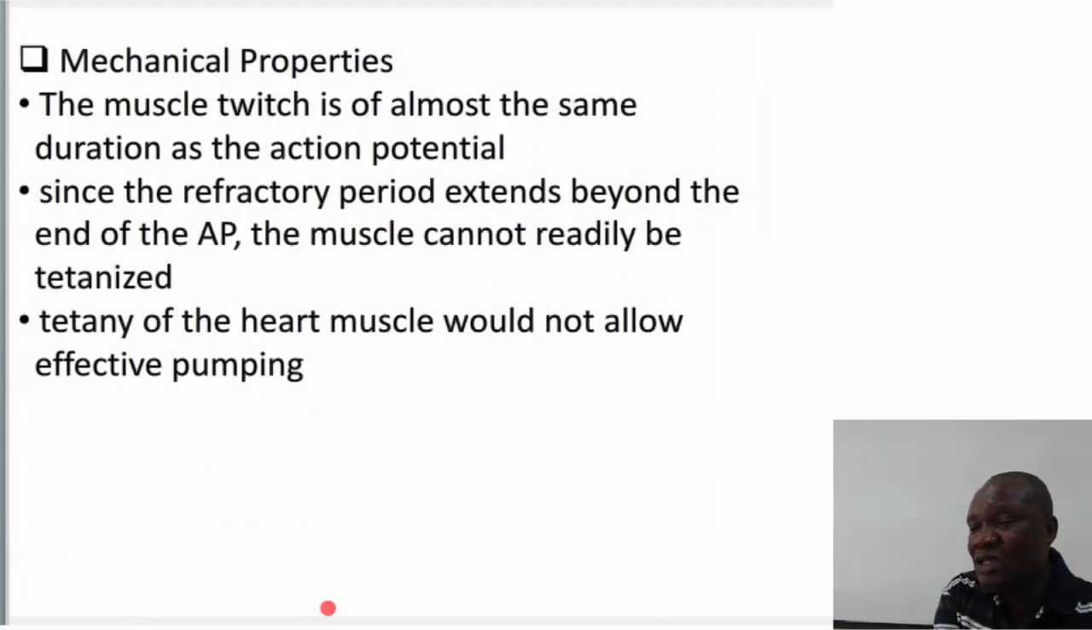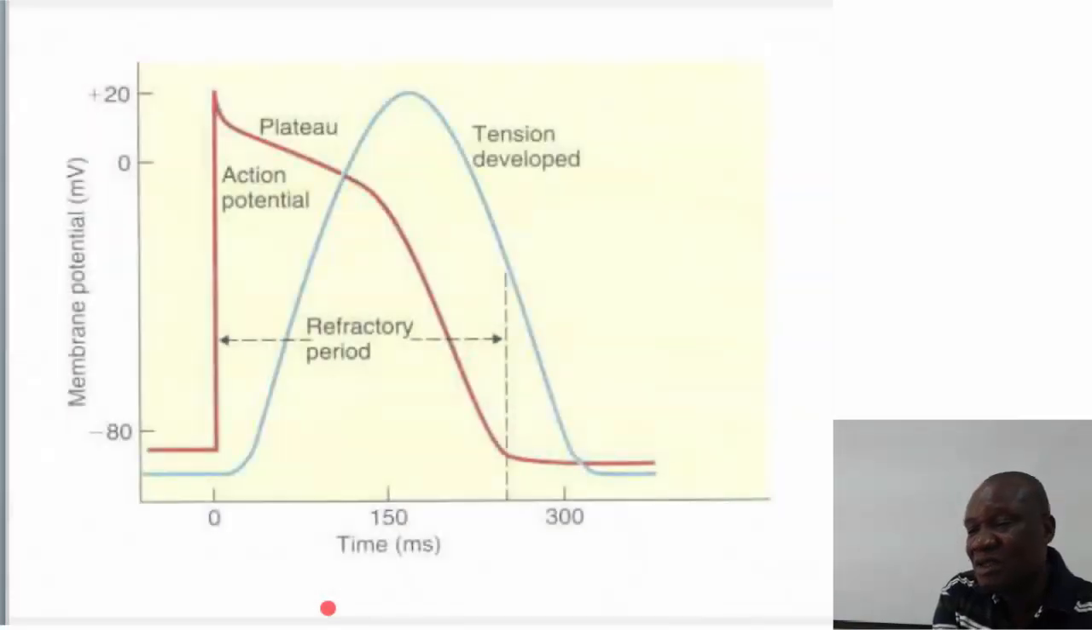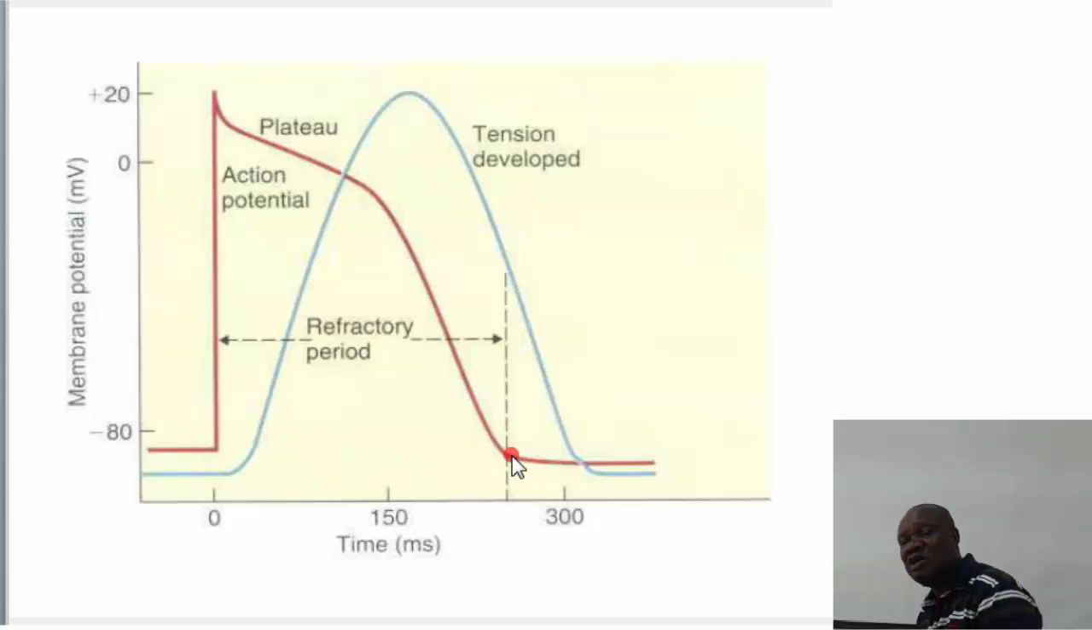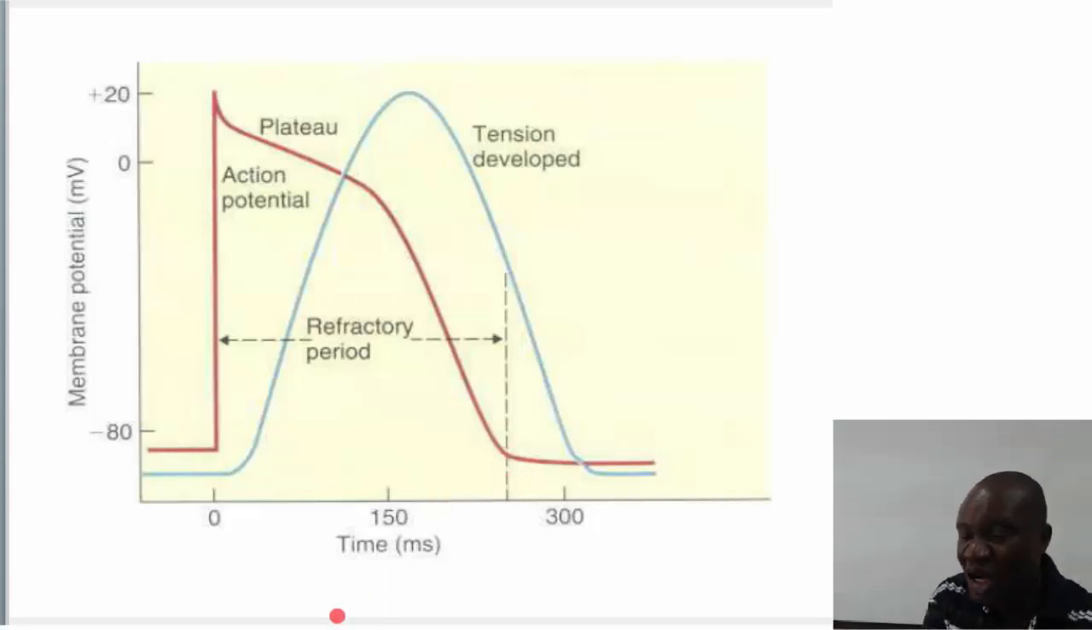Now, let's look at the mechanical properties of the cardiac muscle. The action potential of a cardiac muscle is almost the same duration as the mechanical response. That's the mechanical response, and that's the action potential. Now, the duration is almost the same. Because of this, cardiac muscles do not tetanize. There's no tetanization in cardiac muscle.